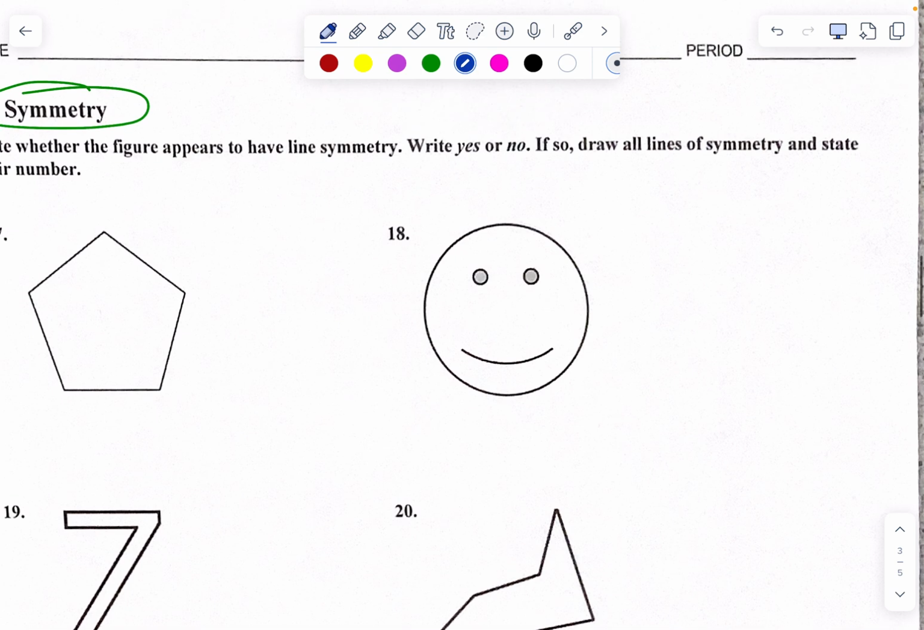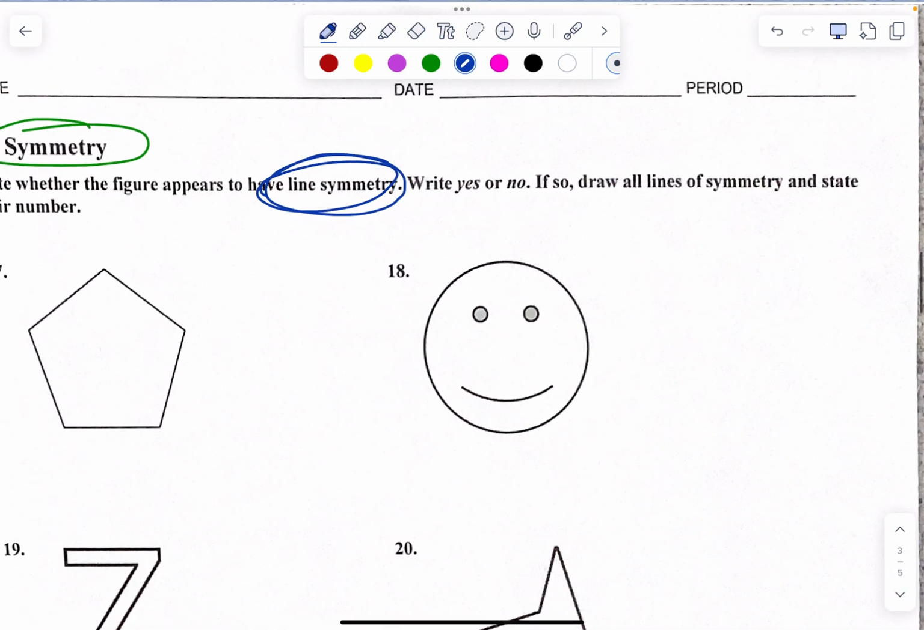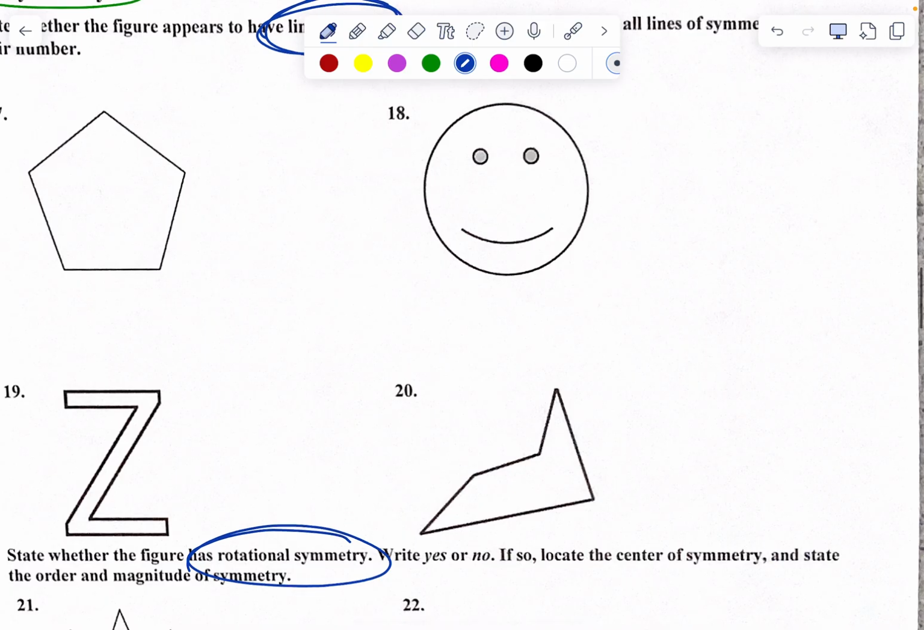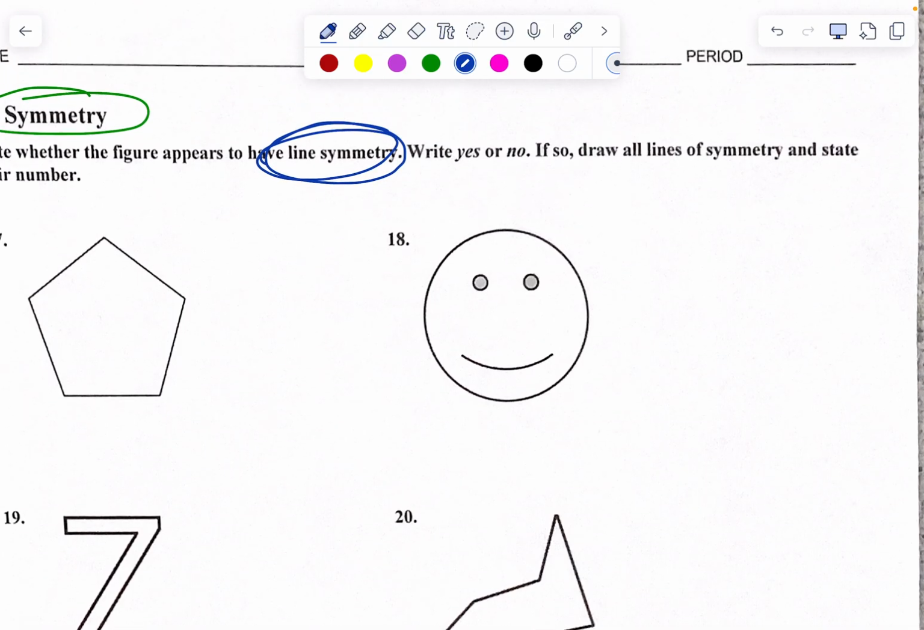Okay, two different types of symmetry. We have line symmetry, and we have rotational symmetry. The top four are just asking, is there a line of symmetry? Can I draw a line and have it folded and be the same? How many? So this one has yes, right? If I fold him in half right here, will he work? Yeah. Where else can I fold him?